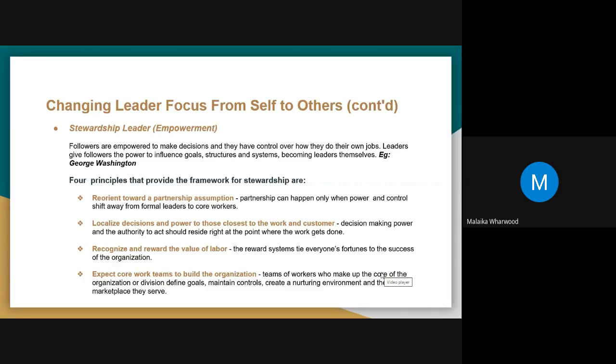Localize decisions and power to those closest to the work and customer. Decision-making power and authority to act should reside right at the point where the work gets done. Recognize and reward the value of labor. The reward systems tie everyone's fortunes to the success of the organization. And lastly, expect core work teams to build the organization. Teamwork. So teams of workers who make up the core of the organization or division define goals, maintain controls, create a nurturing environment, and the marketplace they serve.